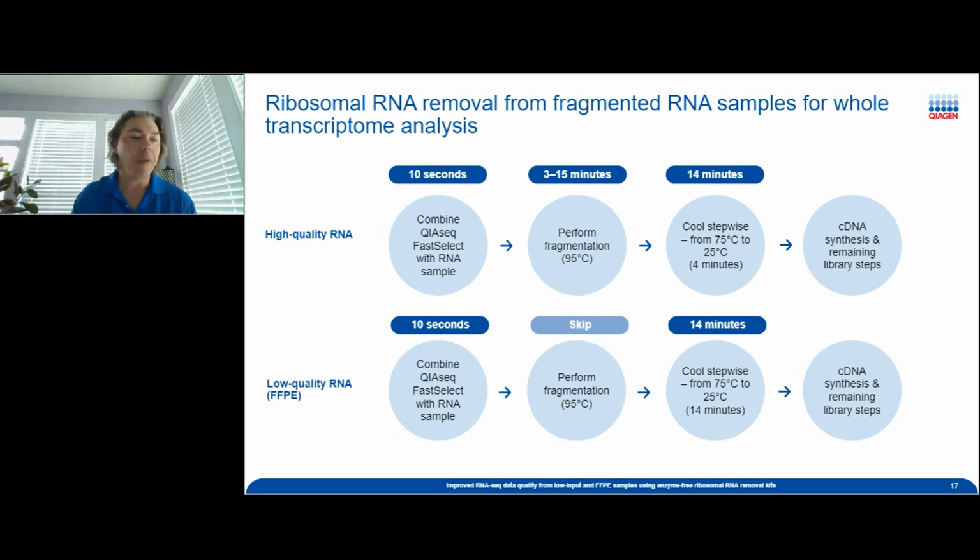In the case of starting with low-quality RNA, the first step is the same. We often skip the fragmentation if the RNA is already pre-fragmented. What we will do is warm the sample up to 75 degrees to relax secondary structure. And then as we cool it down, FastSelect binds to the target, and then we go on to cDNA synthesis. So it's basically one workflow with a little bit different timing based on the RNA quality that you're starting with.